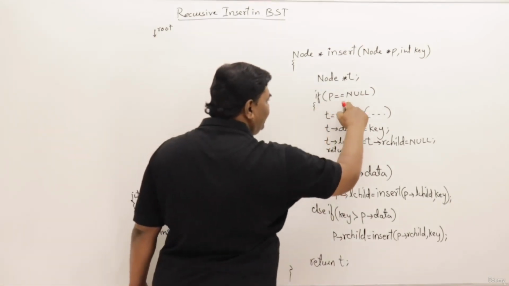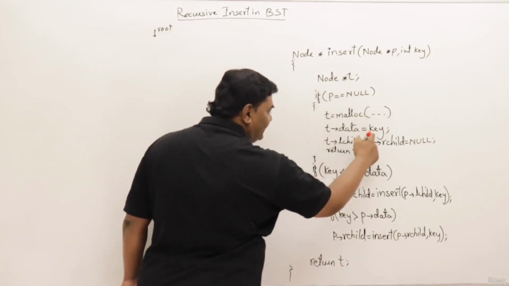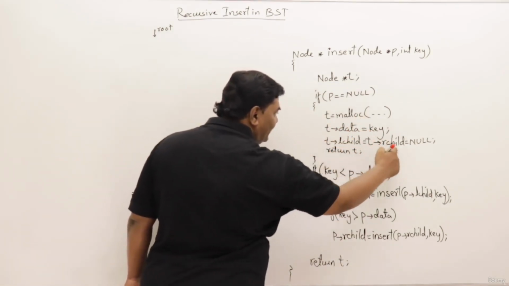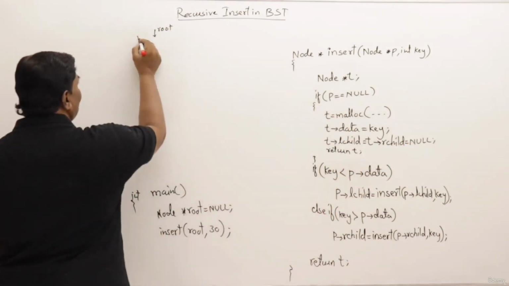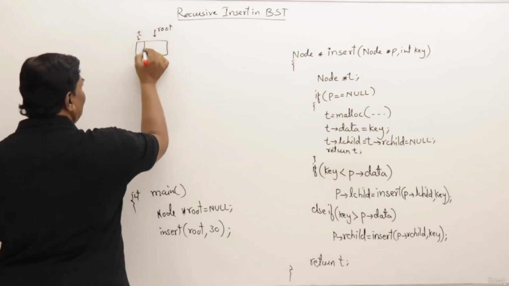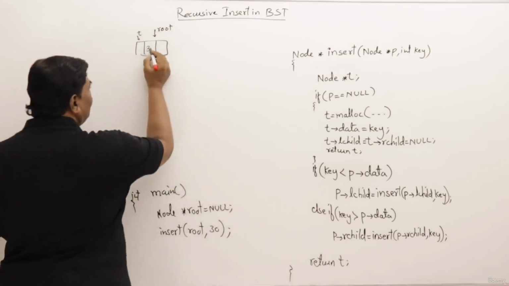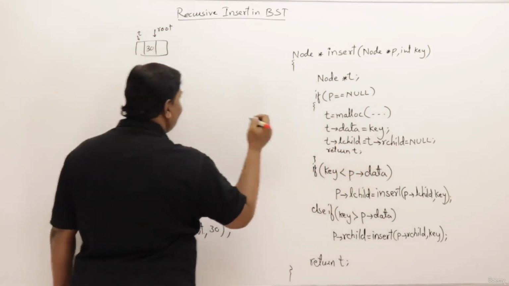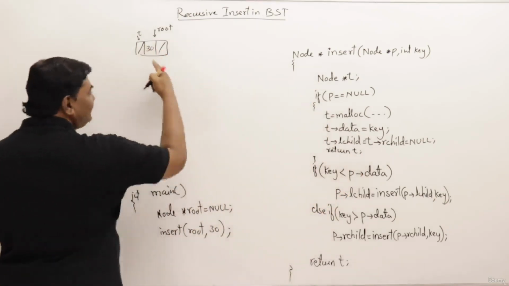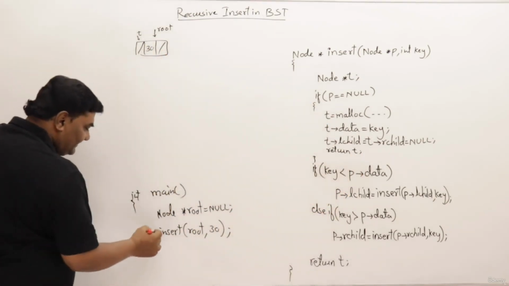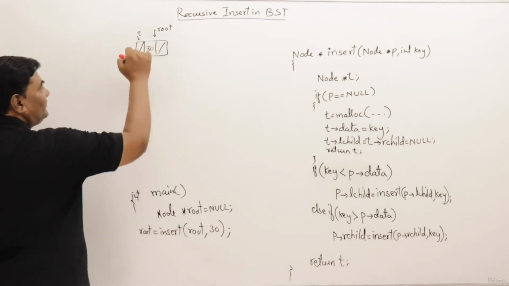So what is the first statement? If p is null, yes, p is null right now. So create a new node, set the key in data, set the left and right child as null, and return this t, that new node. So create a new node with the help of a temporary pointer, insert data 30, that is the key, make the left child and right child null, then return t. This node's address is returned from there, so I can take that address in root, and root will be pointing on that node.